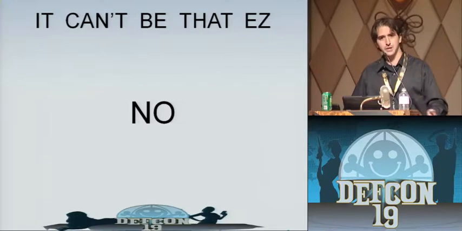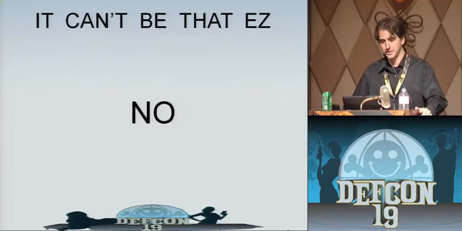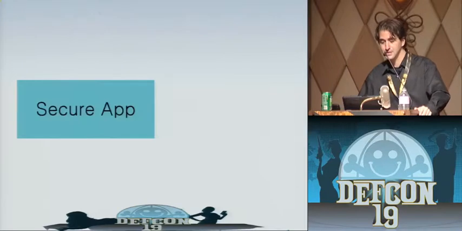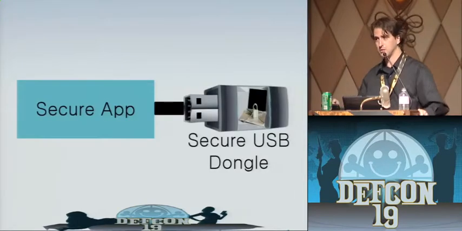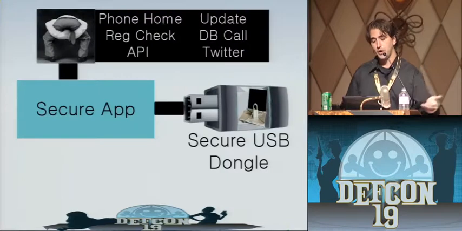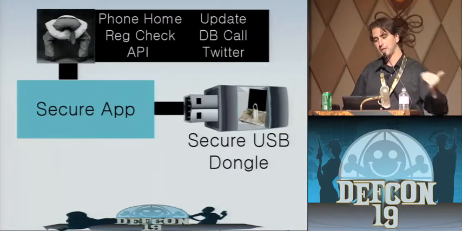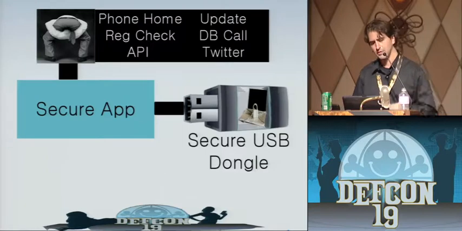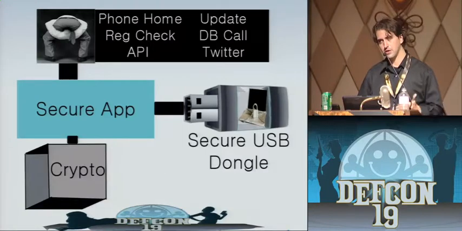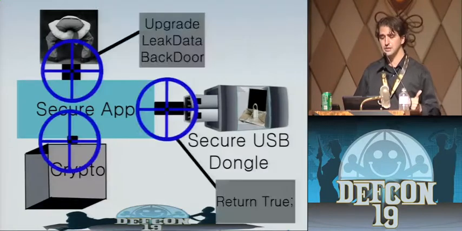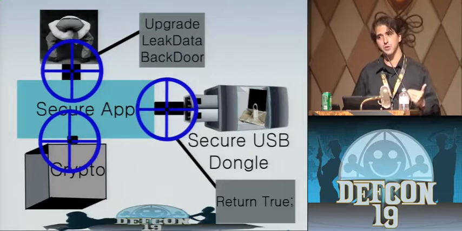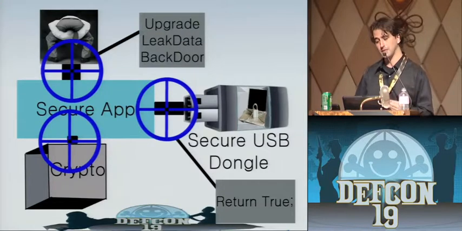We all know that computers are secure and Microsoft has done all of their work to stop us. We use secure dongles. We phone home and do registration checks. We look for updates, DB calls, Twitter, whatever, and we have crypto objects on our secure application. These are all nice targets because programmers segregate their code nicely.